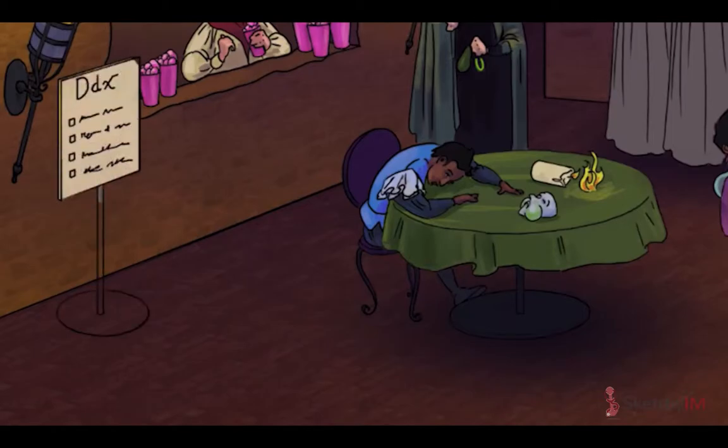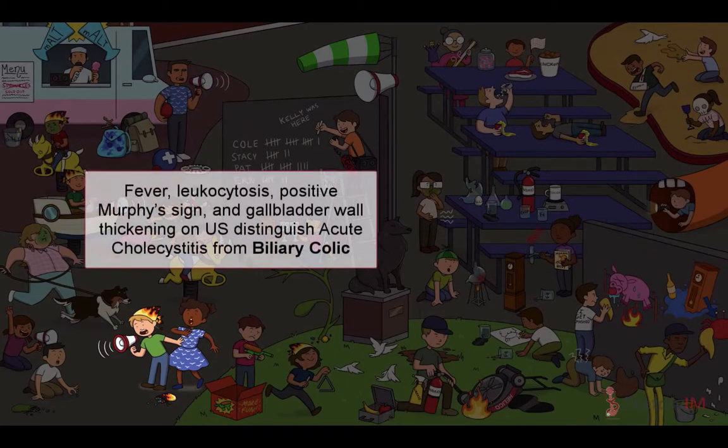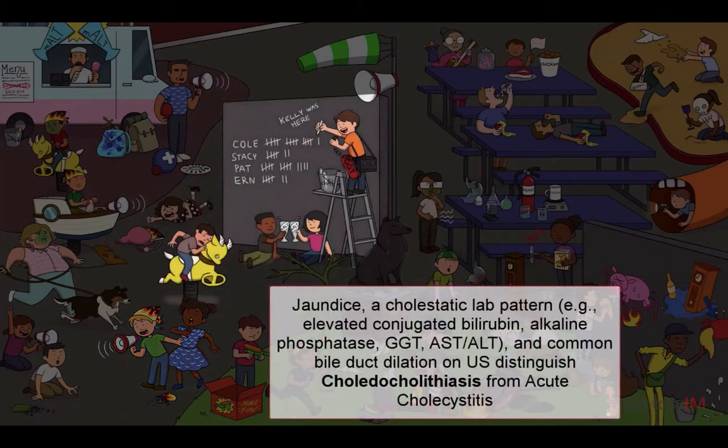Cholecystitis oftentimes doesn't give you too much to work with right off the bat, so it's important to keep in mind other pathologies that can present in the same way. An important part of diagnosing acute cholecystitis is differentiating it from run-of-the-mill biliary colic. The key features indicating acute cholecystitis over biliary colic are fever, leukocytosis, a positive Murphy sign, and gallbladder wall thickening on ultrasound. Choledocholithiasis may also present with right upper quadrant pain, but expect to also see jaundice, a cholestatic pattern of lab findings, such as elevated bilirubin, alk-phos, GGT, AST, and ALT, and common bile duct dilation on abdominal ultrasound.